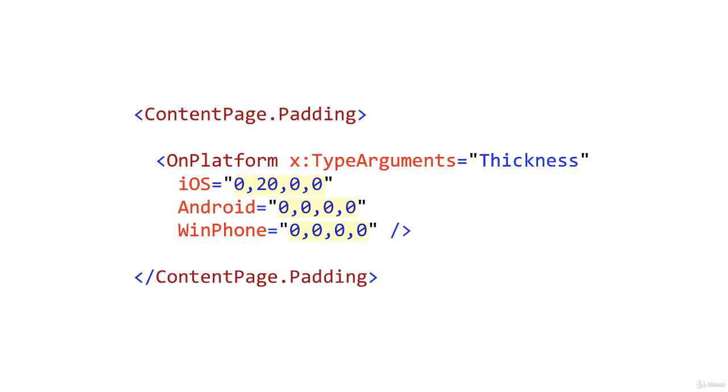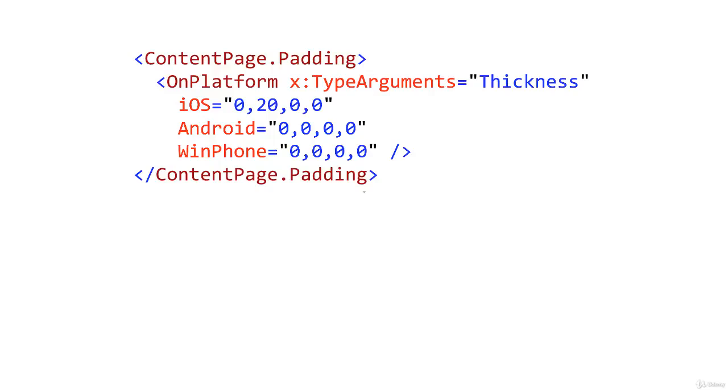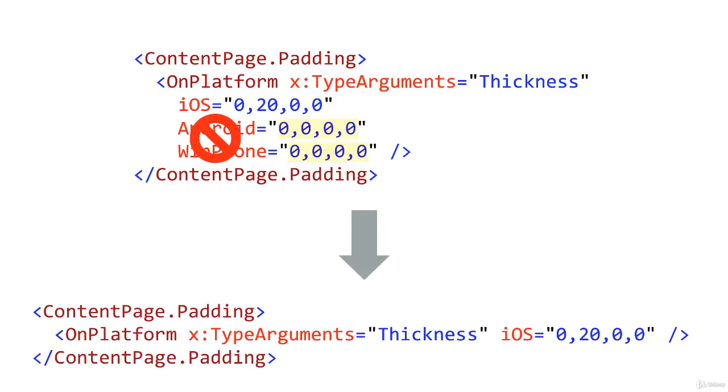to this. Those 3 strings represent the thickness objects for the 3 different platforms, and this is quite a bit nicer looking. And as a final simplification, notice that for Android and Windows Phone, we're using all 0 values, and that turns out to be the default for a thickness object. Therefore, we don't have to put those at all, and we can slim this all the way down to that. So there's an example, a classic use of on-platform to set the top padding to 20 units on iOS, but leave it at 0 on the other platforms.